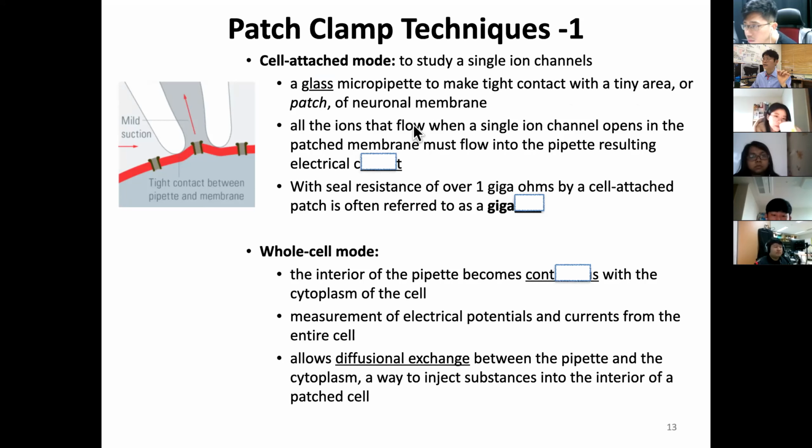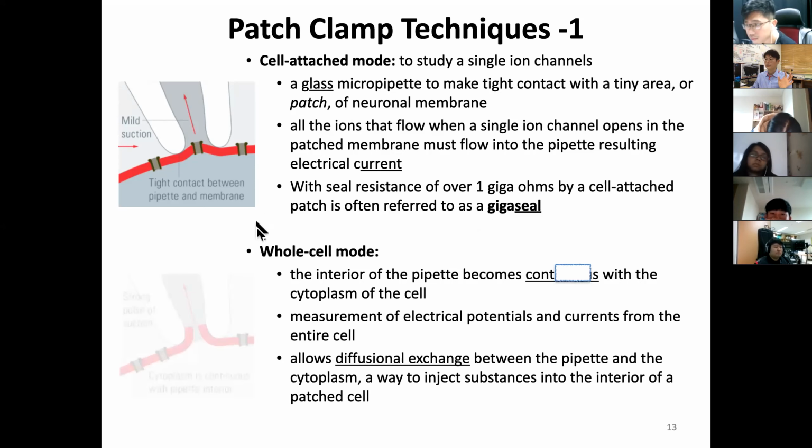And when a single ion channel opens in the patch membrane, all the ions must flow into the pipette. Now the pipette is connected to an electrode and you are measuring the current now, okay? So the pipette results in electrical current, exactly, current. And you can have a seal resistance over 1 gigaohm by cell attached patches, often referred to as a giga seal. It's difficult, we call it a giga seal. It's like complete sealing, okay? So that's a cell attached mode.